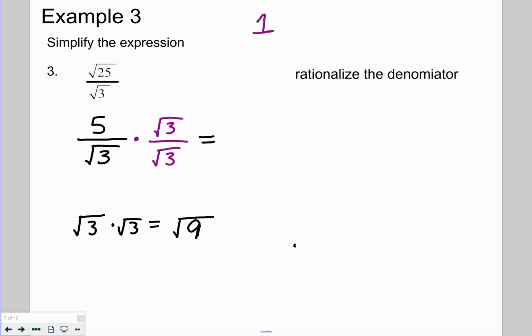And you should see that 9 is a perfect square. What is the square root of 9? It's 3. Guys, this is going to happen every single time. I want your brain to see this pattern. 3 and 3. But what's gone? The radical. The square root is gone.